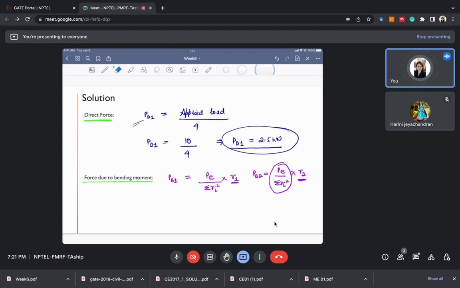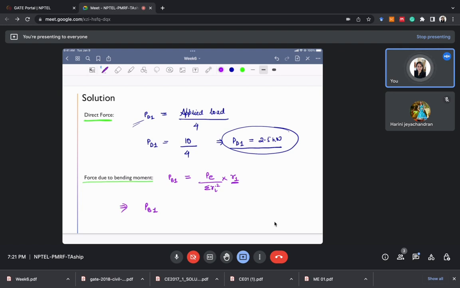In this case we need to calculate the force due to bending moment in bolt 1, therefore we will use this formula. Please remember this formula, or write it in your formula diary or something which you have made. It's very important: PE divided by summation of Ri square into R1 or R2, whichever bolt you need to find the value of force. So for PB1, now we'll put all the values.